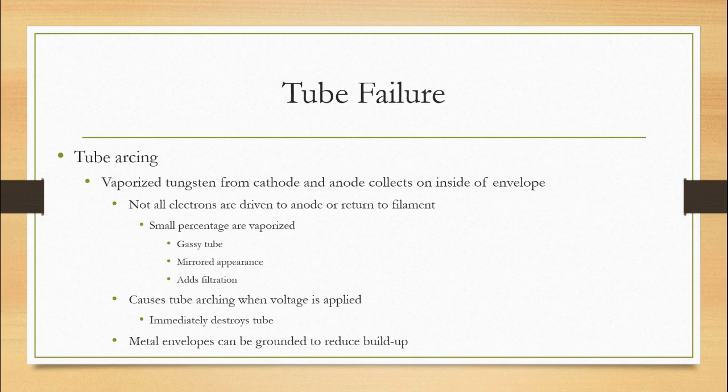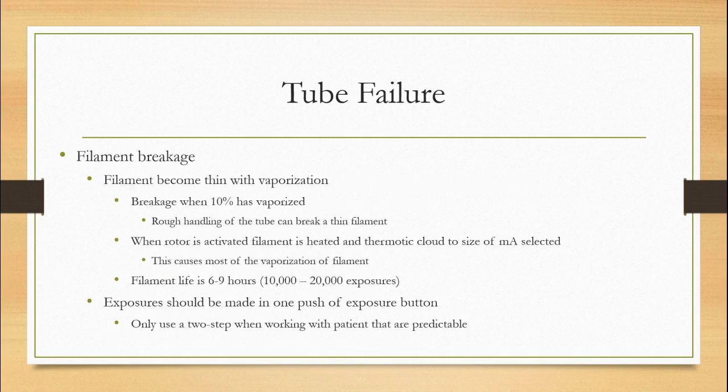Okay, so what happens is also when the high voltage is applied to the tube and you have this tungsten coating on the inside of your tube, it will arc. And instead of it pushing electrons across, it'll shoot over like lightning and break your tube. So your tube is dead once it does that. Once it arcs, it immediately destroys the tube. So the metal envelopes can be grounded to help reduce this tungsten buildup, which is good.